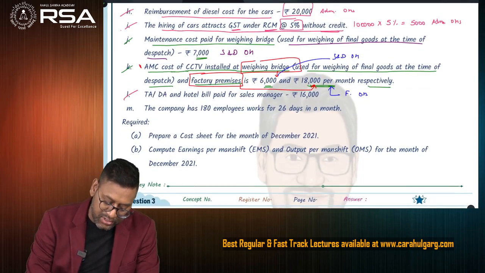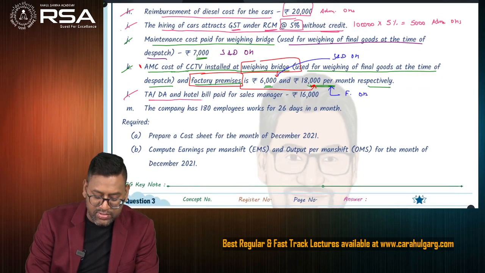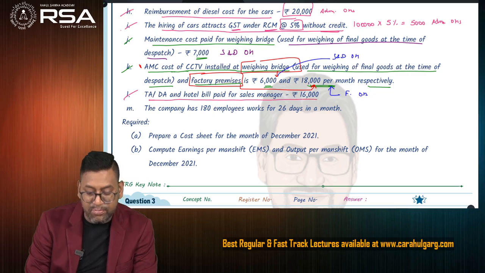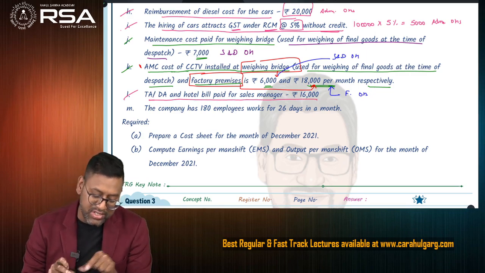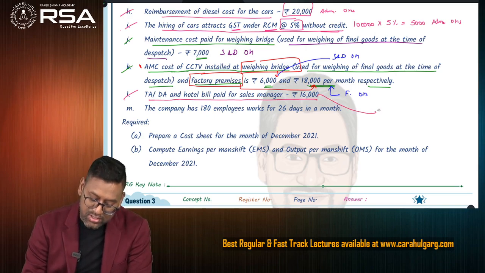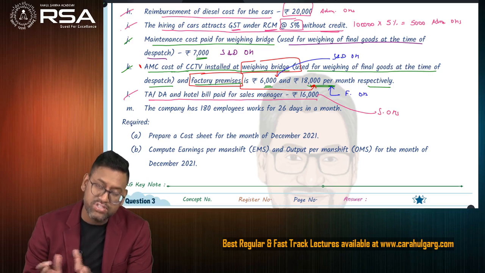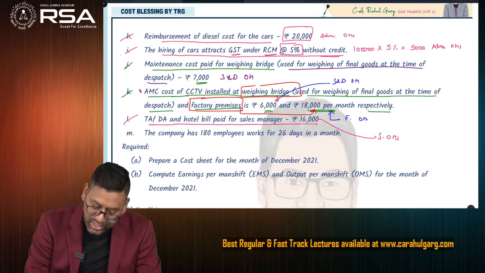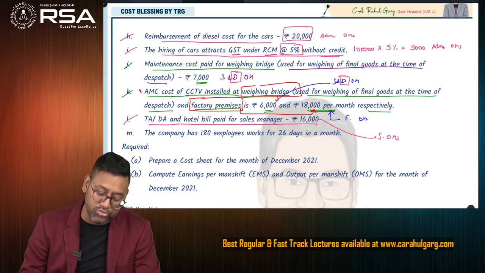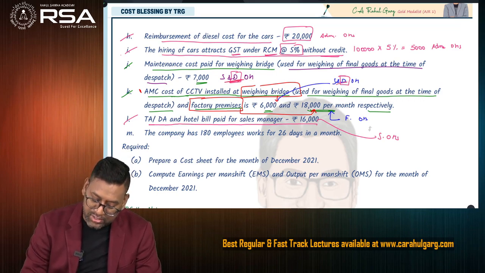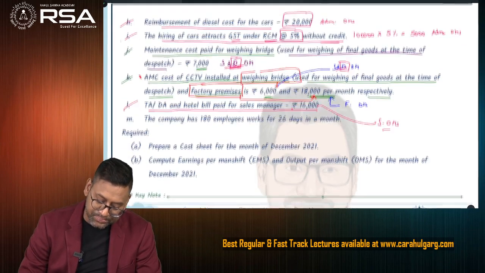Then it says TADA, traveling allowance, dearness allowance and hotel bill of the sales manager 16,000. Of whom? Sales manager. So it is the selling overhead. If you want to bifurcate this, which one is selling, which one is distribution, then it is at the time when the goods are going, means distributing. Again, AMC cost of the CCTV at the weighing bridge, means the goods are being dispatched, distributed. So those two are distribution, and this sales manager is selling overhead.